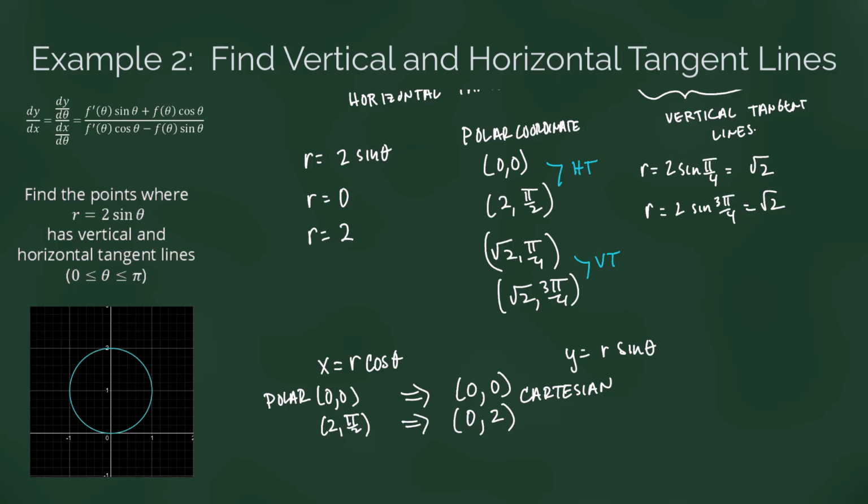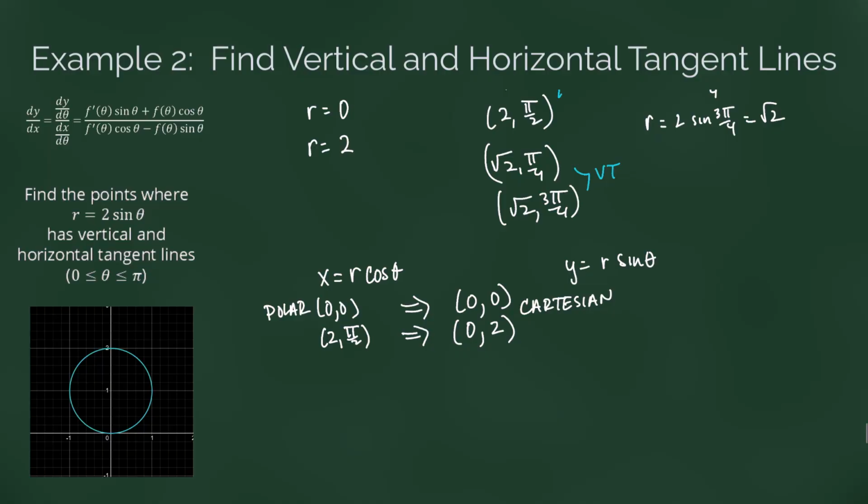So these are our Cartesian coordinates over here. So we can see that we have horizontal tangent lines at the top and bottom of our circle. And then if we look at (root 2, pi over 4) in polar, that's going to translate to root 2 times the cosine of pi over 4, which is root 2 over 2. So that's 1. And then root 2 times the sine of pi over 4, which is also root 2 over 2. So we get 1 there.